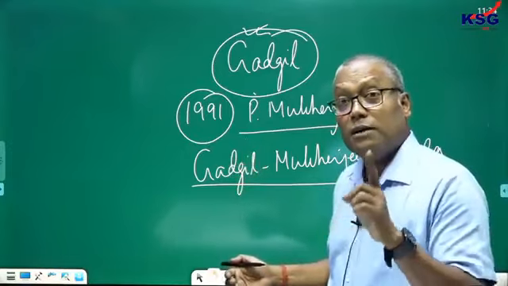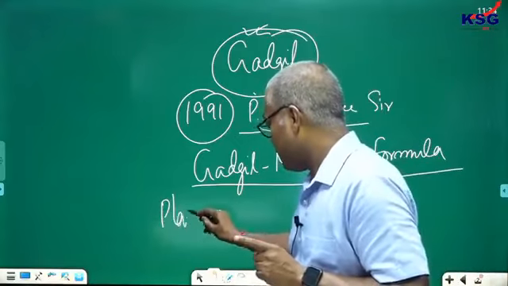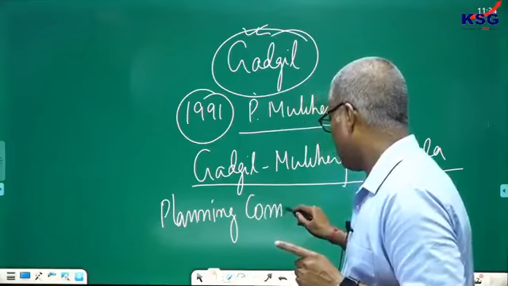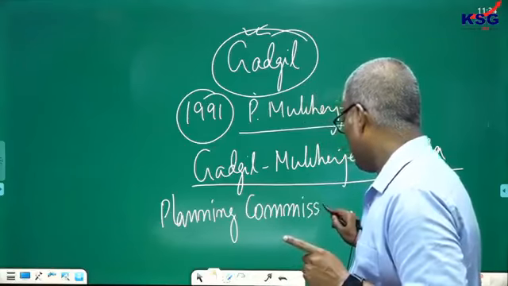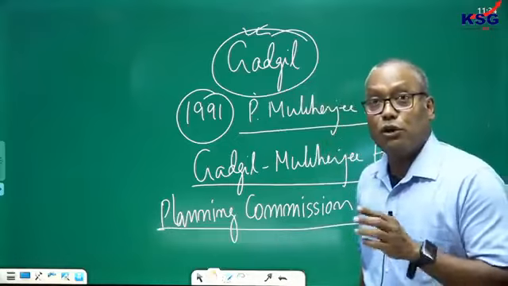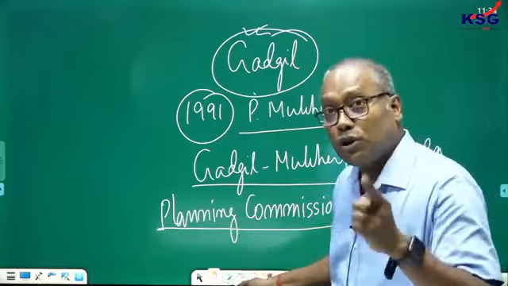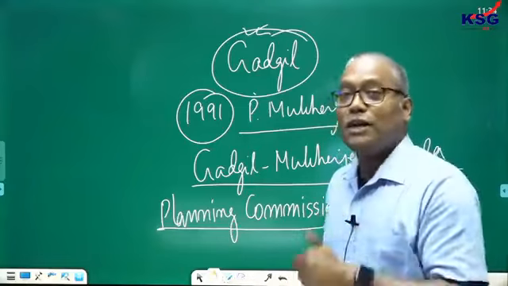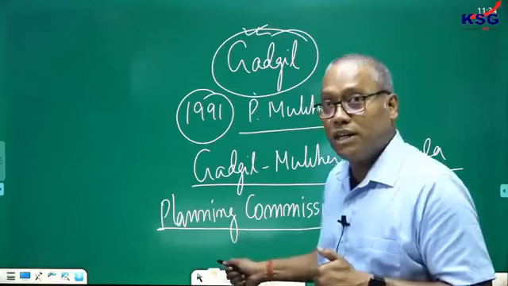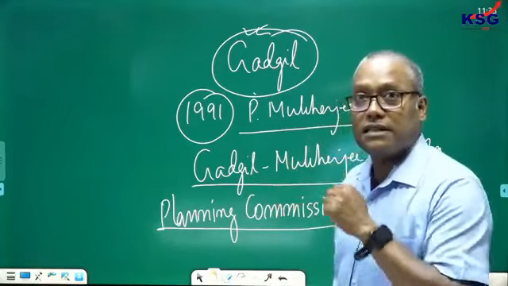This formula was basically used by the Planning Commission. The Planning Commission used this formula for allocation of funds. But you know that the Planning Commission was not a constitutional body. Even the Niti Aayog is not a constitutional body. So totally it's depending on the central government. Even though the formula was there, it depended on the willingness of the central government.